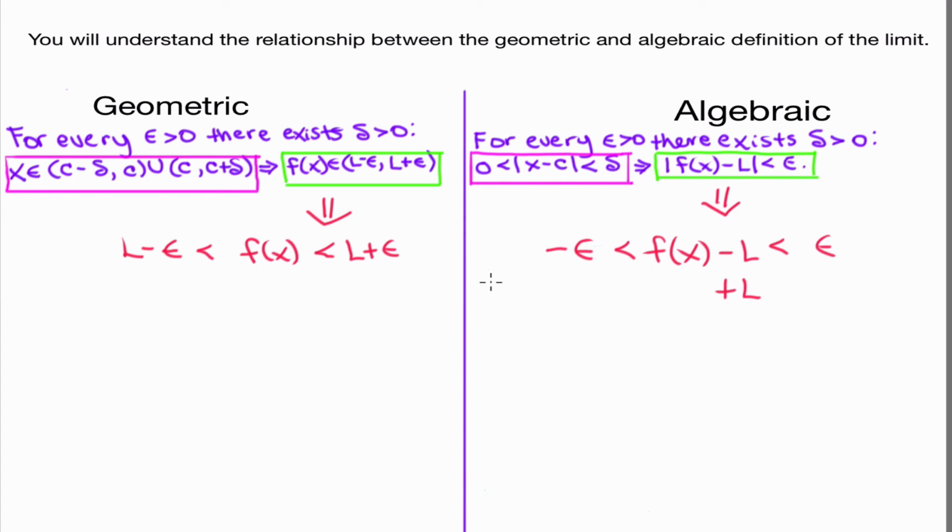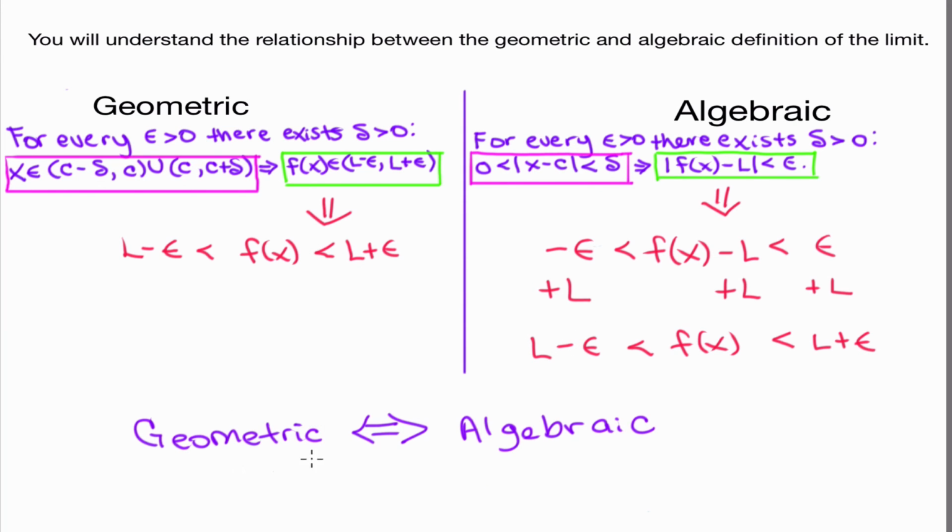Adding L to each side of the inequality, as well as to f of x minus L, we have L minus epsilon is less than f of x. These L's cancel out, is less than L plus epsilon, which is what we expected. We conclude that the geometric representation and definition of the limit is exactly the same as the algebraic definition of the limit.